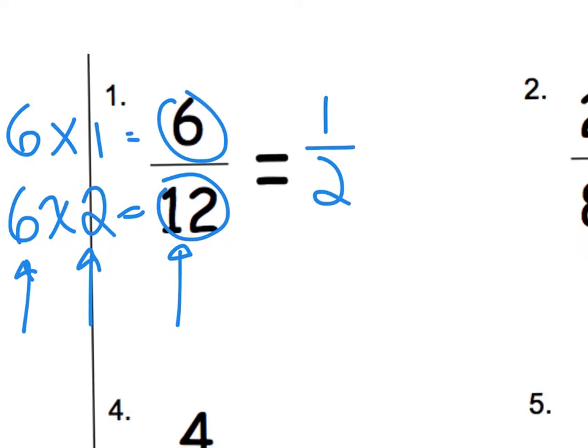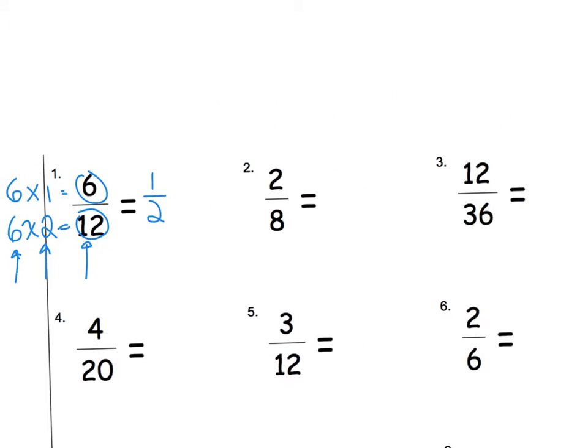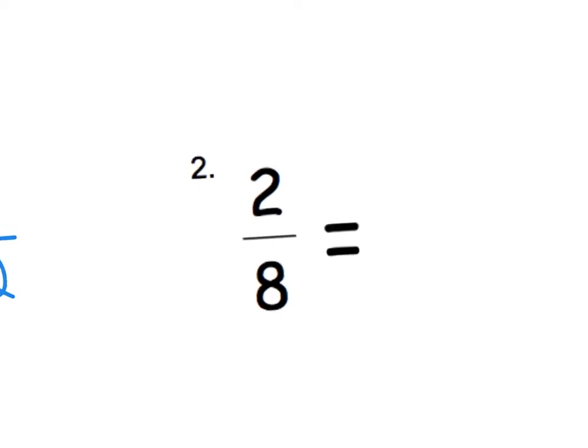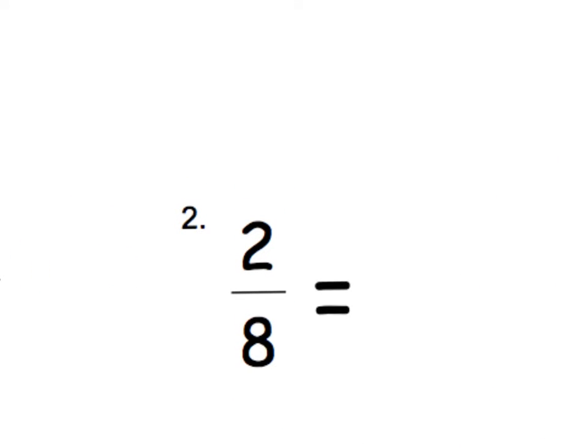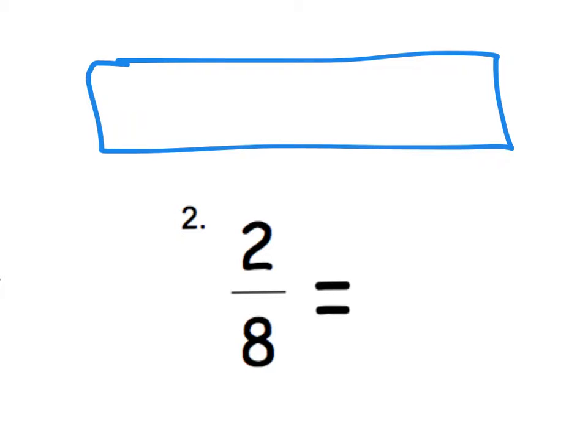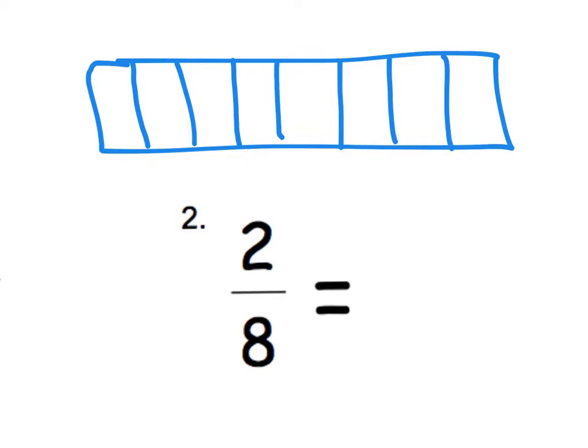Let's try another one. Here we have 2 out of 8, right? You could do this separately if you wanted. You could draw a bar, and I'm going to break it into 2. Then I'm going to break those 2 pieces in half again, and I'll get 4. Then if I want to get 8, I'll break each one of those in half as well, and now I have 8. You can see 1, 2, 3, 4, 5, 6, 7, 8.